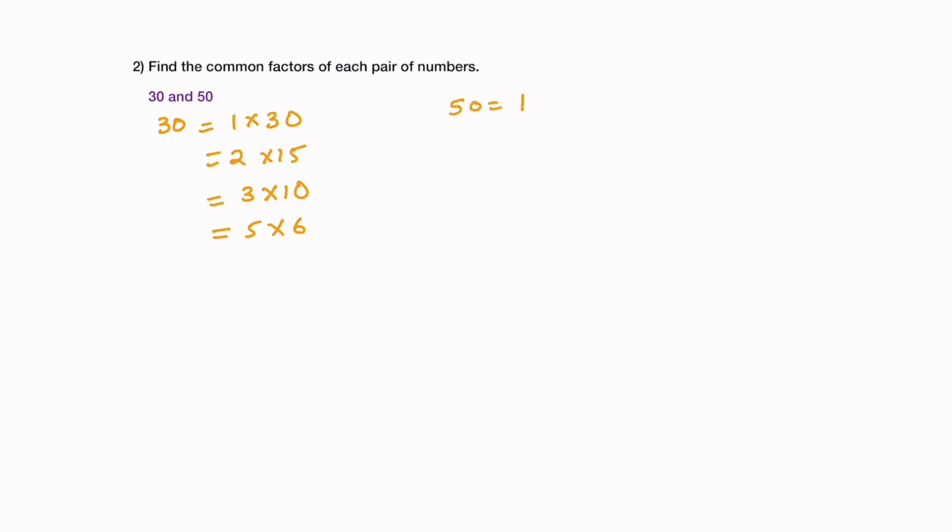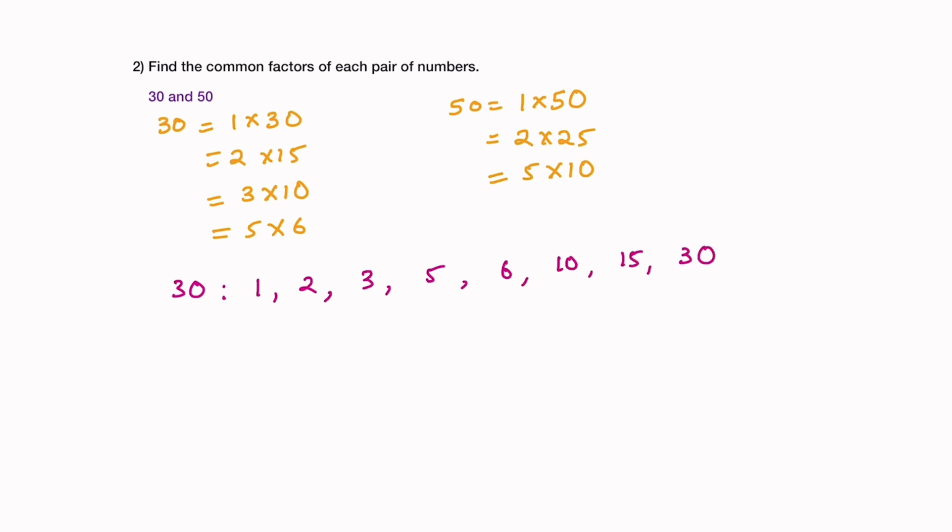50, we can say 1 times 50. It's also 2 times 25. 3, 4 won't go, 5 times 10, 6, 7, 8, 9 will not go, and then 10, and we already have it here. So we will say that 30, the factors are 1, 2, 3, 5, 6, 10, 15, 30. I like to spread it out so there's enough space and there's no confusion. 50, 1, 2, 5, 10, 25 and 50.